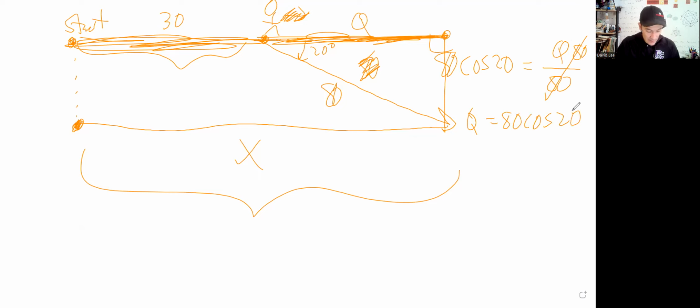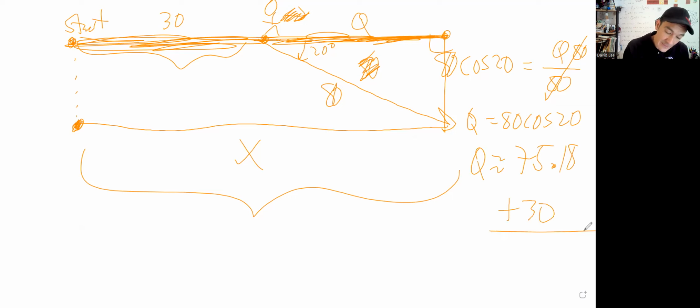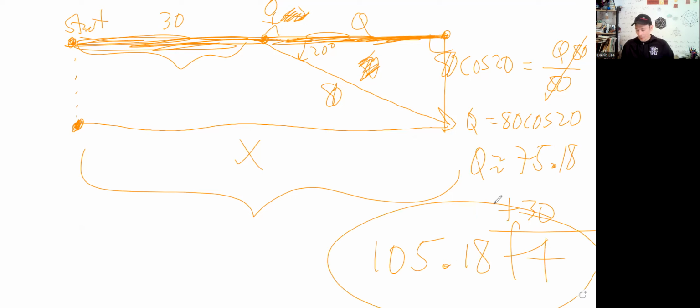Calculator says that that is about 75.18 miles, feet, whatever this is. That's Q. But in addition to 30, so if you add 30 to this, that gives you the answer that you saw on the key, 105.18. This is feet, it looks like. So that's how you can get that answer for number 7.